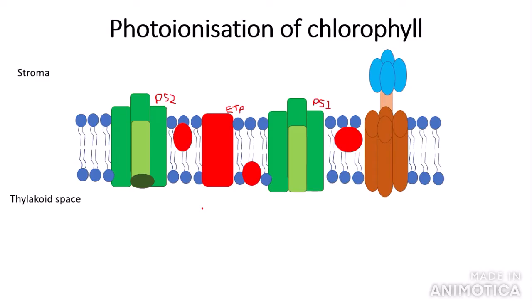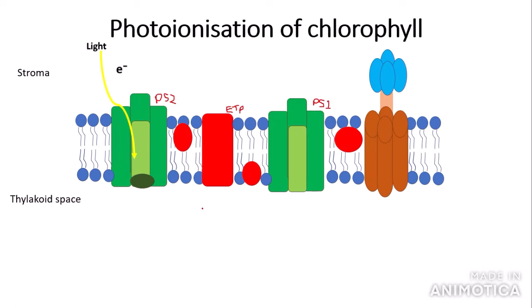So chlorophyll contains electrons, and when light energy hits the thylakoid membrane, it passes through photosystem 2. The energy from the light, which comes from the sun, excites the electron, so it gives it more energy. This means the electron rises to a higher energy level.